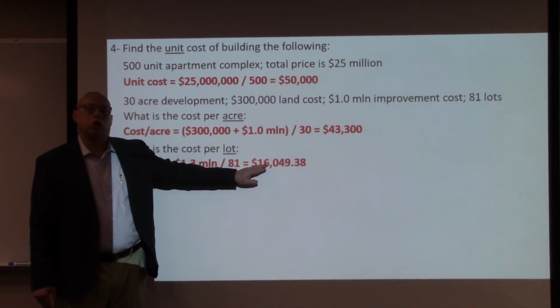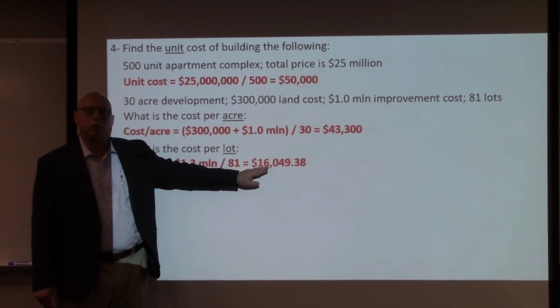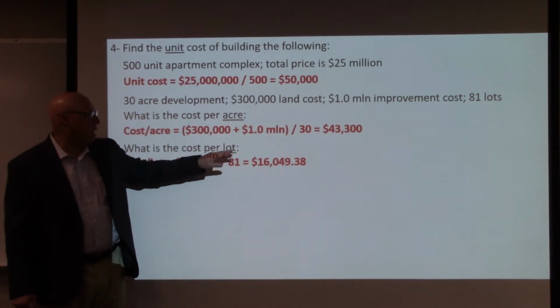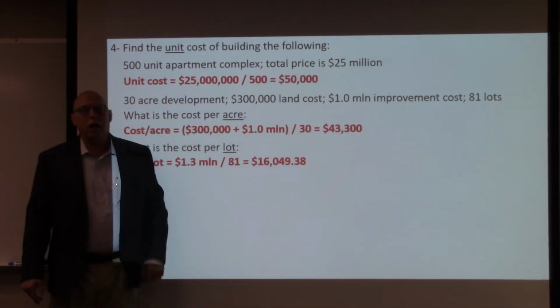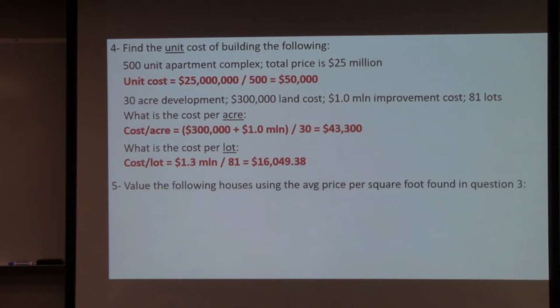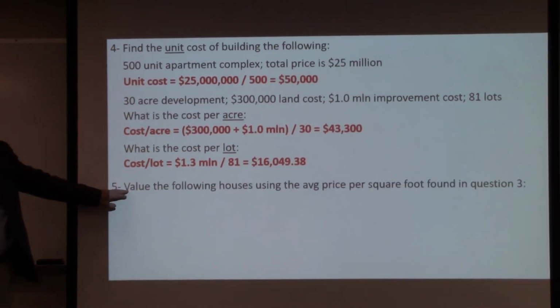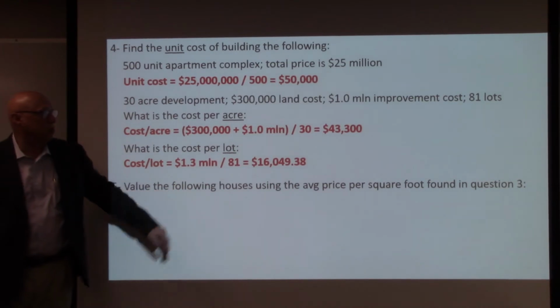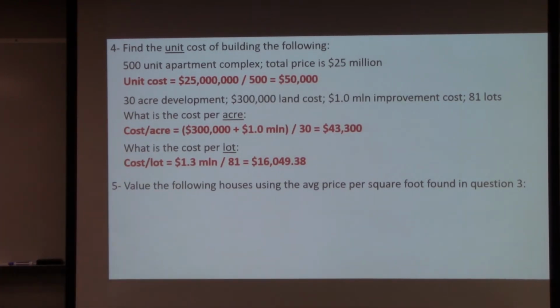What if similar lots are going for $30,000 on the retail market? If we put $16,000 in and we can sell them for $30,000, then we can make some money. $30,000 minus $16,000 is $14,000 per lot times 81 lots. That's how much money we'll make. All right, value the following houses using the average price per square foot found in question 3.